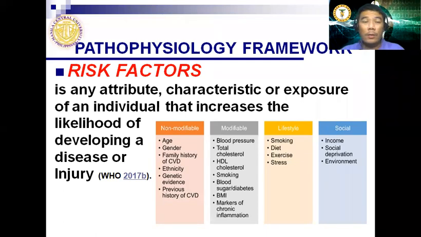There's a table that you are seeing as projected in our slide. We have non-modifiable, we have modifiable, we have lifestyle, and we have social, to explain further what these non-modifiable risk factors, modifiable risk factors, lifestyle, and social are. These are risk factors that you may indicate in your pathophysiology. When you are about to make your pathophysiology, always take into consideration all the factors that could be considered non-modifiable.